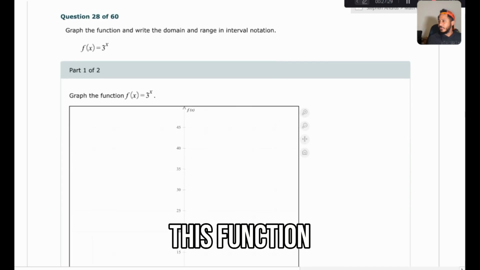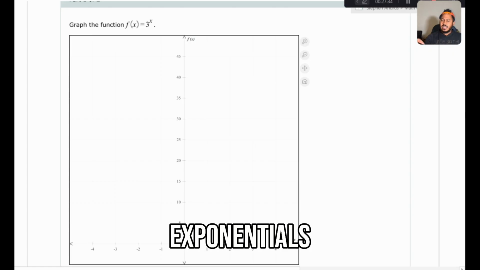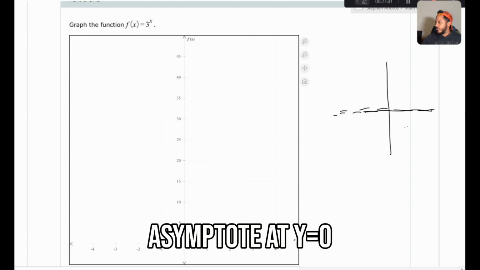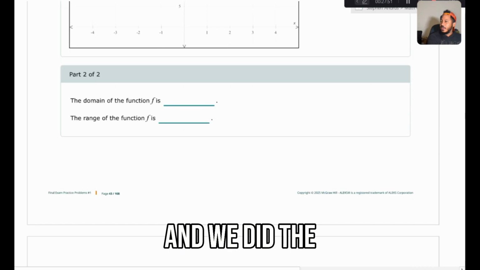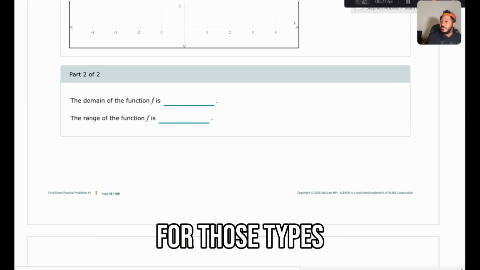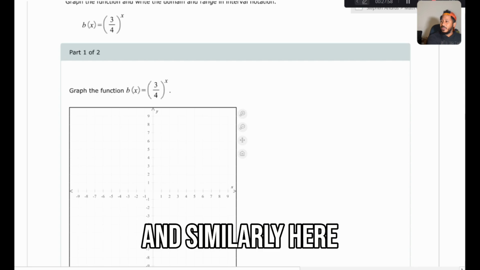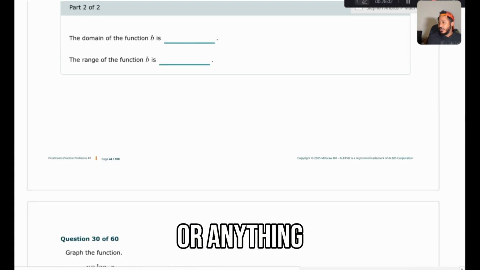This one says graph this function, f(x) equals 3 to the x. We did some graphing earlier with these exponentials, right? We have a horizontal asymptote at y equals 0. It goes to the point (0, 1), and it makes this shape. And we did the domain and range already for those types. Domain would be all real numbers, the range would be from 0 to infinity. And similarly here, except now it's a decreasing function because the base is smaller than 1, but there are no shifts or anything, so it's similar.